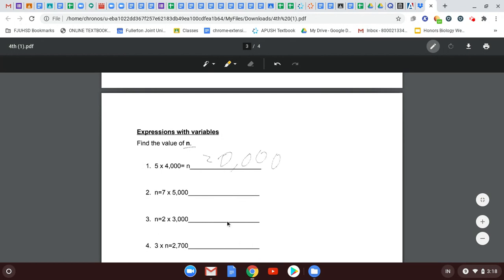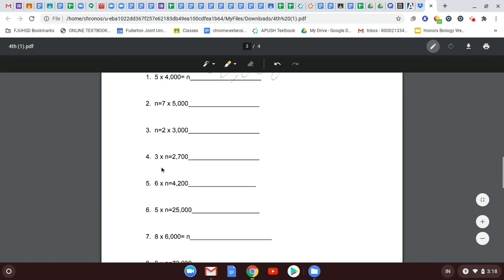Okay. And then let's do one. Okay, so for this one, n is not by itself. You need to get n by itself. How we do that is by dividing the 3 onto both sides. So if we divide 3 over here, we cancel that, and then we divide 3 on here. And 2700 divided by 3 is 900. Correct.